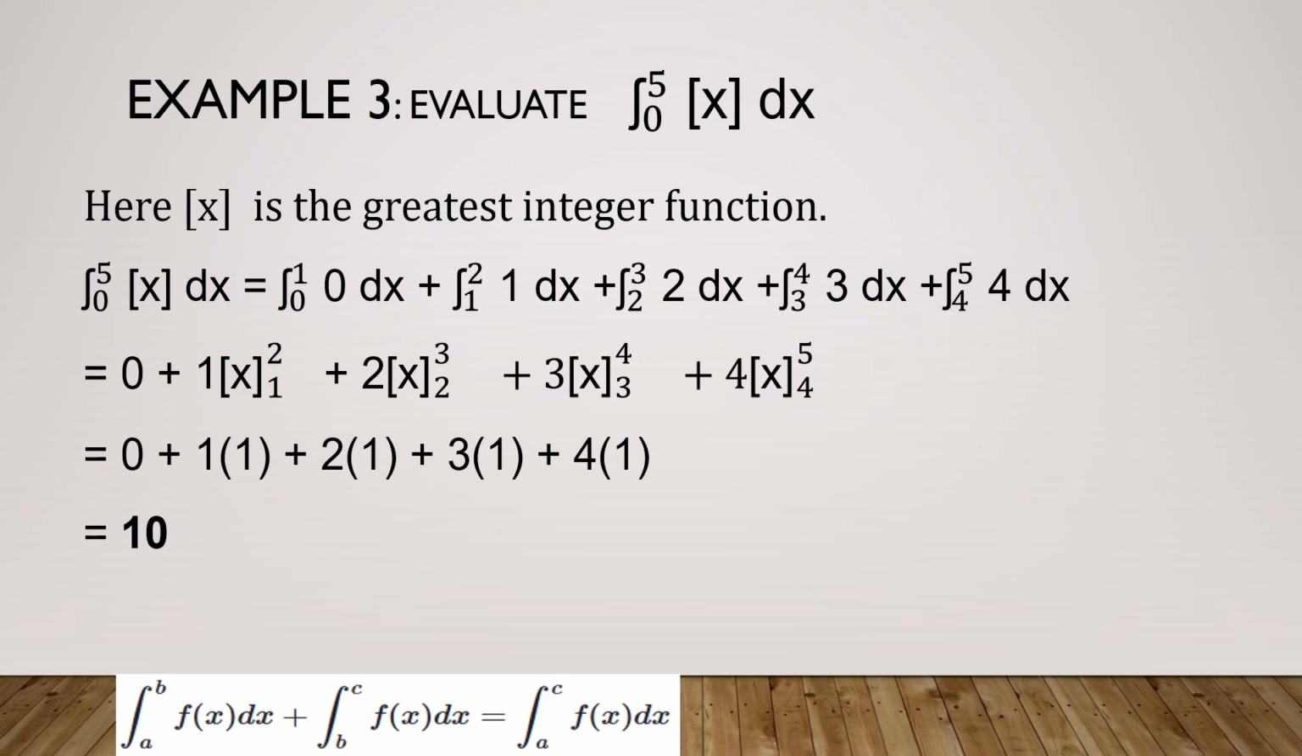Similarly integral 2 to 3, 2 dx, integral 3 to 4, 3 dx, and for integral 4 to 5 all the values which are less than or equal to the given value over here will be 4. So now you know how to integrate. Integral of 1 is x. So you have first term 0, second term 1 into the box value of x between 1 and 2. Similarly 2 and 3, 3 and 4, 4 and 5, upper limit minus lower limit. So this will give you the answer 10.